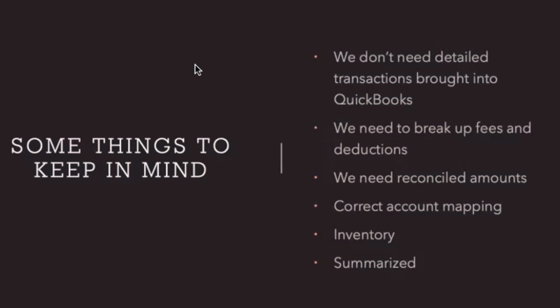So we also have to keep in mind that we have to break up fees and deductions. We have to reconcile the amounts from Shopify and QuickBooks. And something important is that we have to have the correct mapping. Now, mapping means that the accounts should go from the same account in Shopify to the same account in QuickBooks, right? Meaning that if you're using payment processors, let's say Stripe, they should go from the Stripe account to the Stripe account in QuickBooks, right?